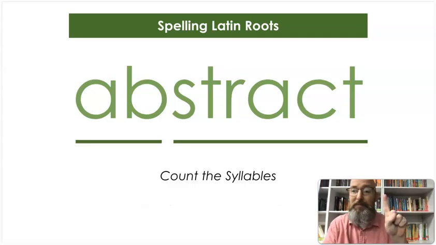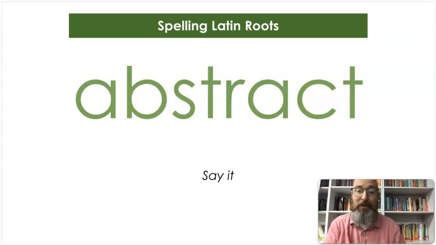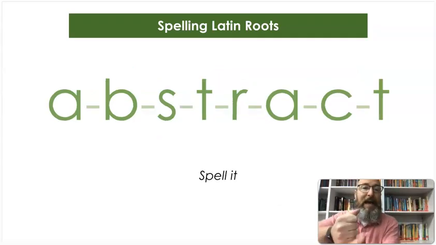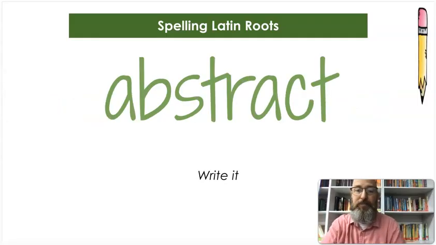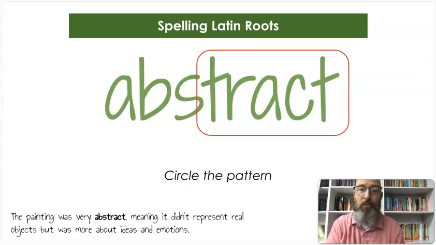Let's count the syllables. Abstract. Let's spell it. A-B-S-T-R-A-C-T. Abstract. And write it. A-B-S-T-R-A-C-T. Of course, let's circle our Latin root tract. The painting was very abstract, meaning it didn't represent real objects, but was more about ideas and emotions.